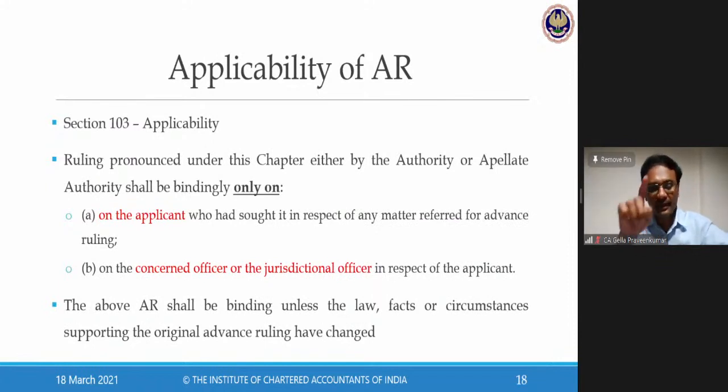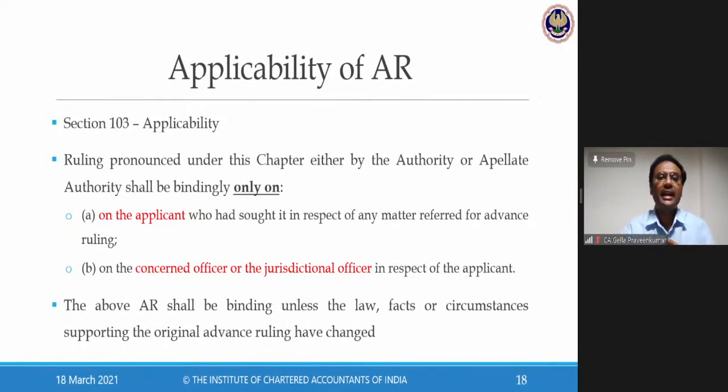Now, this is one slide which I was talking about, where Sankalpa asked this question, whether we can club all the questions together. Please keep in mind, when an opinion is given under advance ruling, that particular opinion is binding only on the applicant and the concerned officer or jurisdictional officer, right?